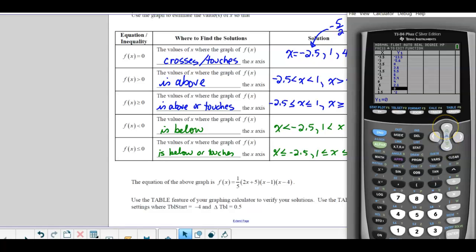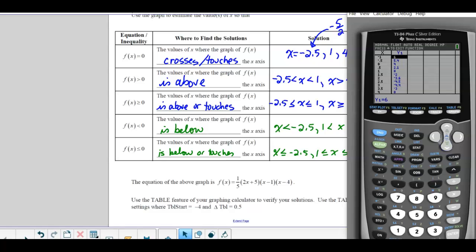There's another one at 1. There's another one at 4. Just confirms, okay? Then when the graph is greater than 0, that means I want y values that are positive. So I don't want these ones. So I want these ones here. So they are basically between, so less than 1.